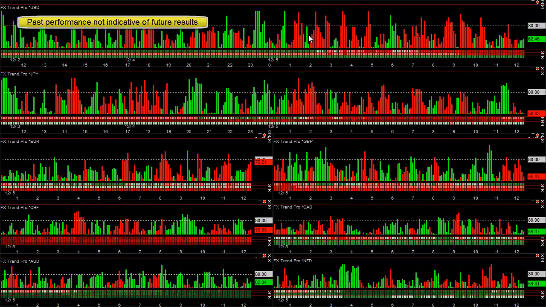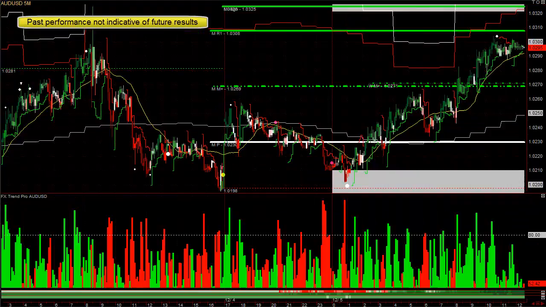The dollar was also extremely weak today. It had a little bit less weakness than the yen on the weekly trend, but Australian dollar buys and New Zealand dollar buys are also good ones.